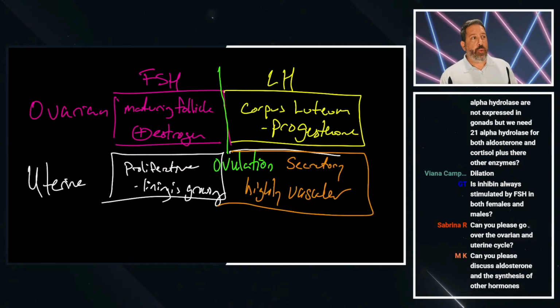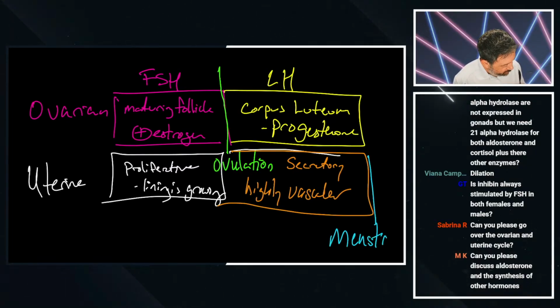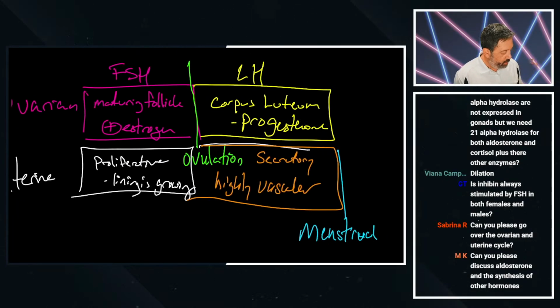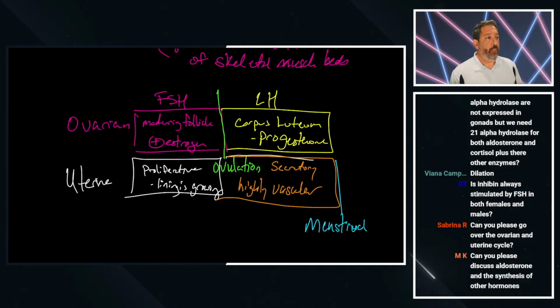Once the corpus luteum starts to die off and the progesterone levels drop, then the next phase, which is the menstrual phase, begins. The menstruation begins. So proliferative phase, secretory phase, menstrual phase are all uterine cycle properties. Follicular phase, ovulation, luteal phase, those are ovarian cycle properties.